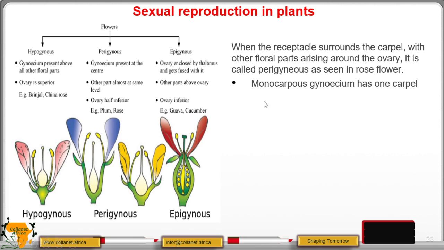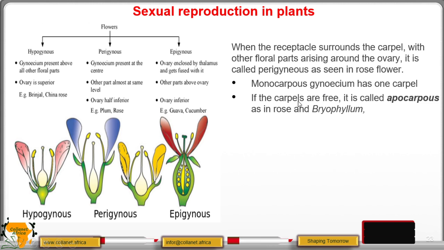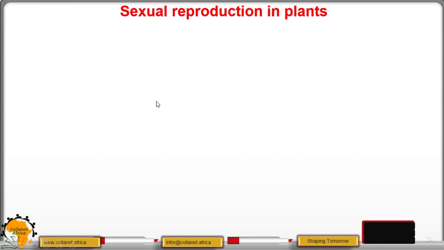In case where we have a monocarpous gynoecium, that is when it has one carpel. So one carpel is said to be monocarpous gynoecium. And if these carpels are free, then they are called apocarpous, as in the case of rose and bryophyllum. And carpels that are fused are called syncarpous, as in the case of hibiscus.